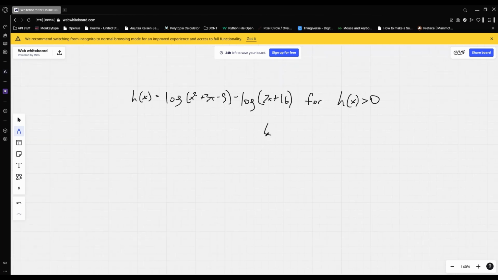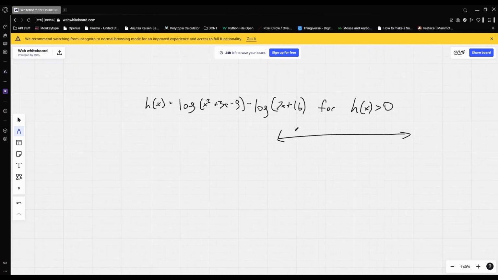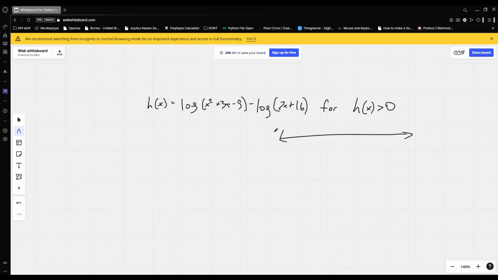As inequalities go, we have our number line, right? But what we put on this number line is different, and it's weird. So we're going to figure this out right now. Our first step is the domain. And what that essentially means is we cannot go below a certain number.